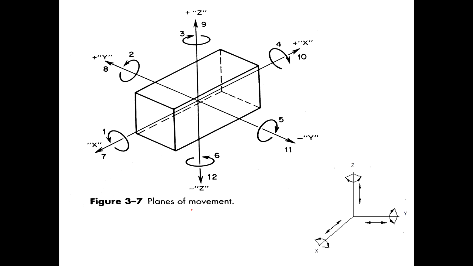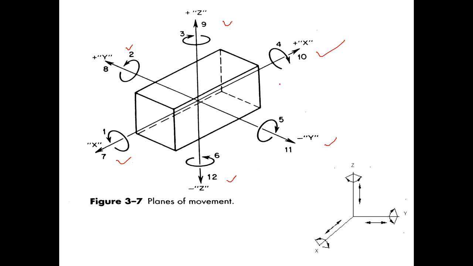Now any workpiece in space will have 12 degrees of freedom. Which 12 degrees of freedom are there? You can see we have three axes: x axis, y axis and z axis. We have translatory motions along the x axis. So this is positive x, this is negative x. Then we have positive y, negative y, positive z and negative z. So these positive and negative motions along the x, y and z axes are a total of 6 motions along 3 axes.